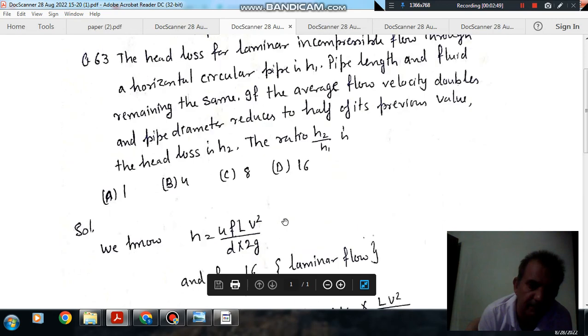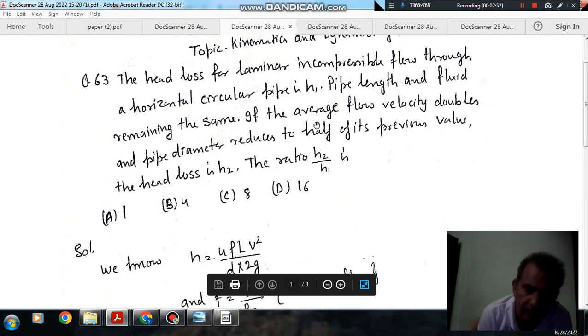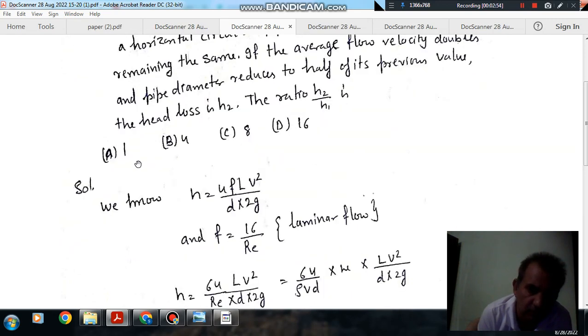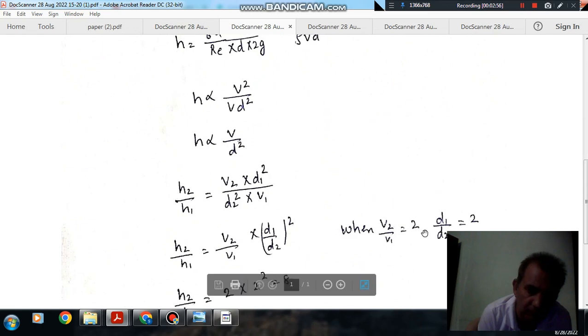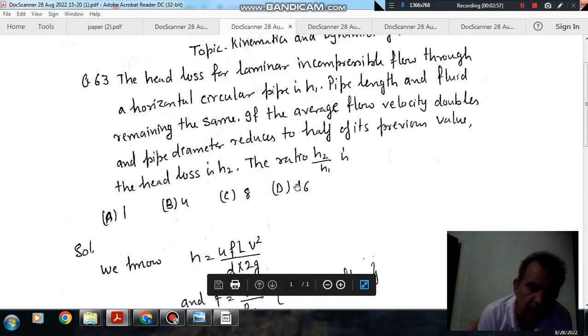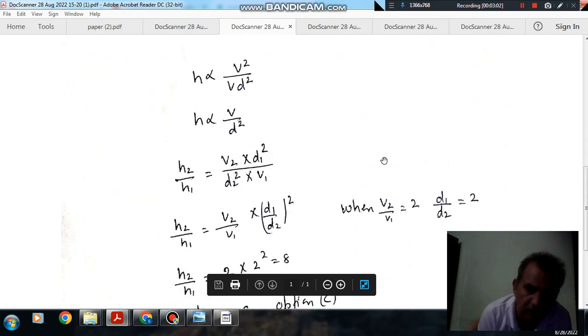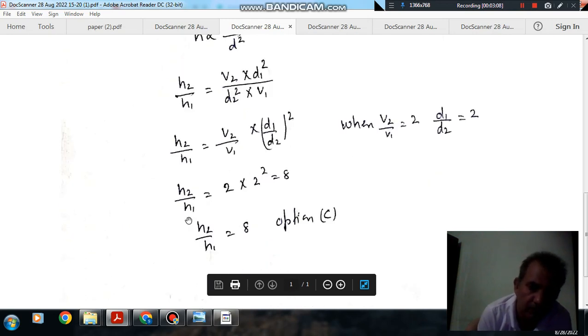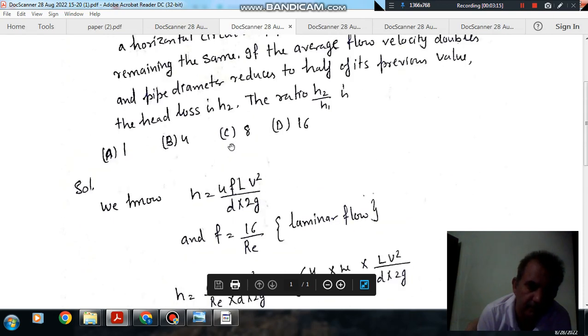Here it is given that the average velocity doubles, which means V2 by V1 is 2. The diameter reduces to half, so D2 by D1 is 1 by 2, or D1 by D2 is 2. So we can put in the values and find H2 by H1. That comes out as 8. So option C is the right answer.